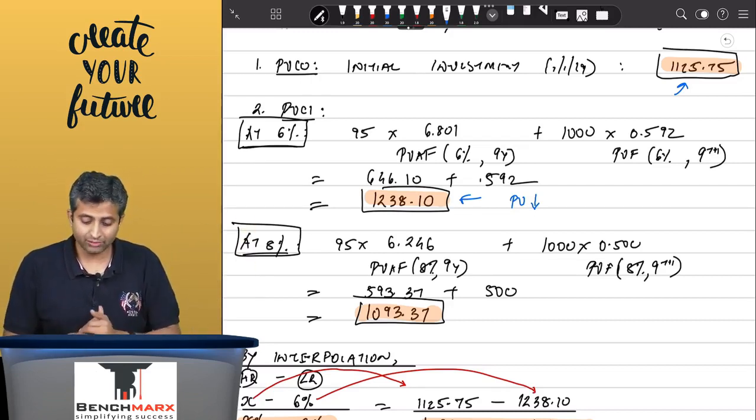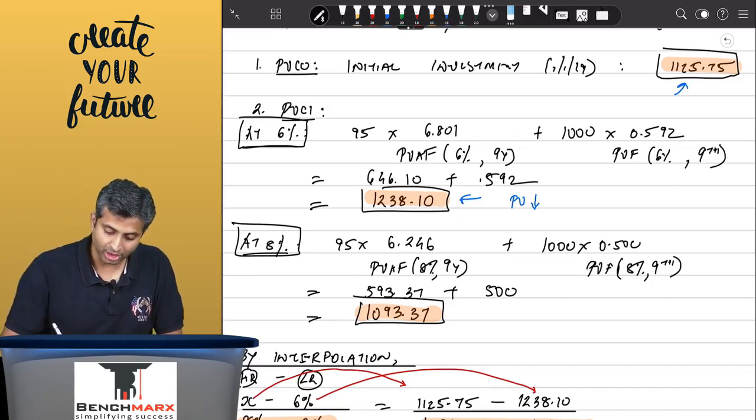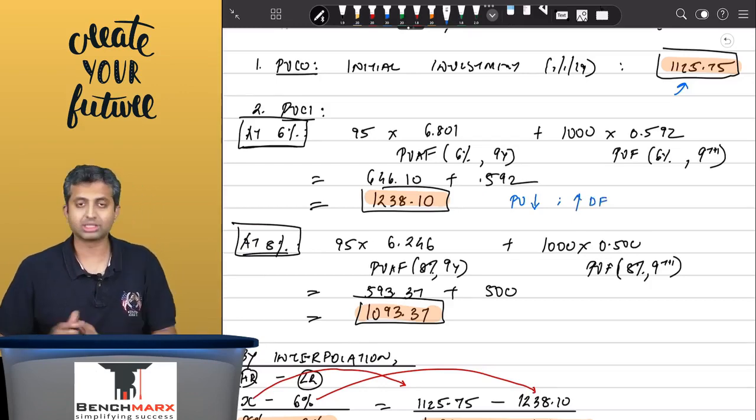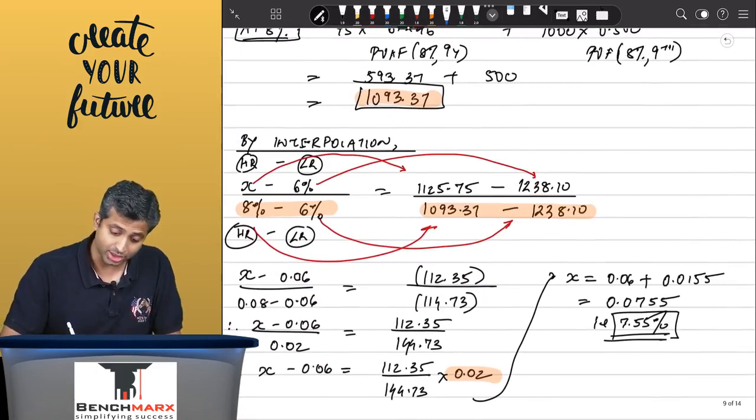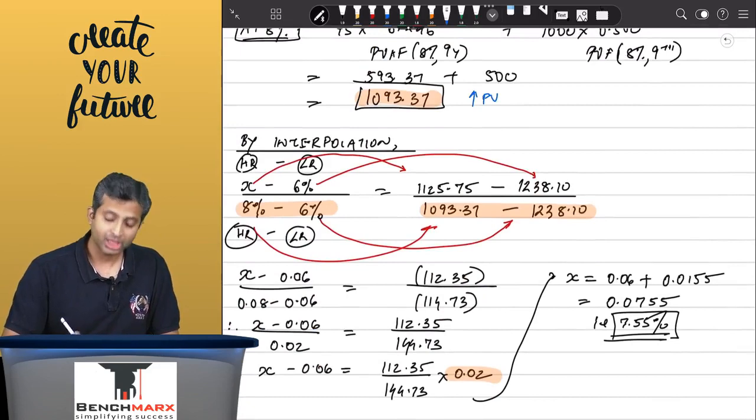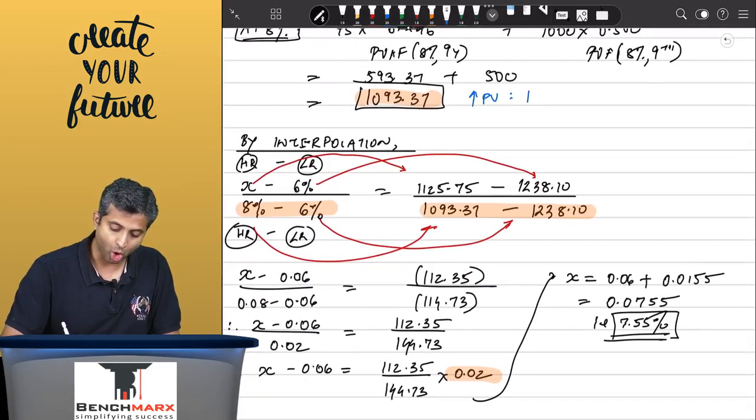So over here, if you want to reduce the present value so that it comes to 1125, you will have to increase the discount factor. On the other hand, if you had started at 8% and you got 1093, in which case you have to reach 1125, which means you have to increase the present value. If you have to increase the present value, opposite, you reduce the discounting factor.